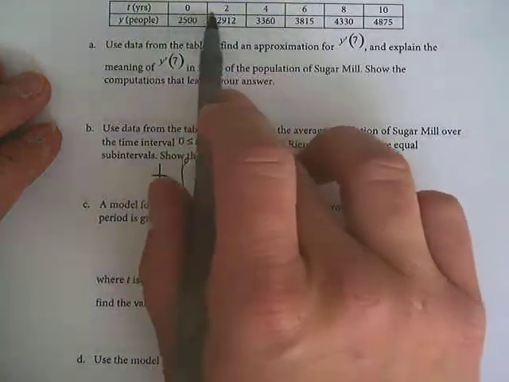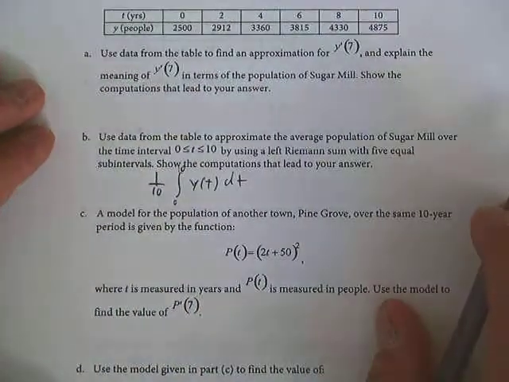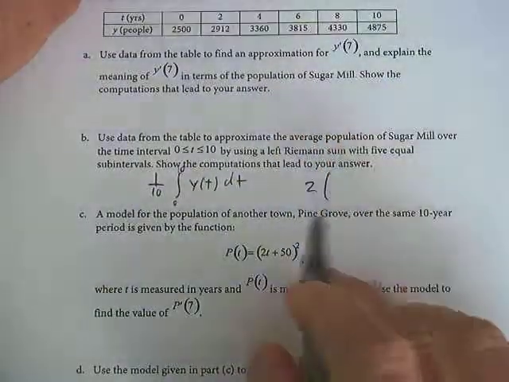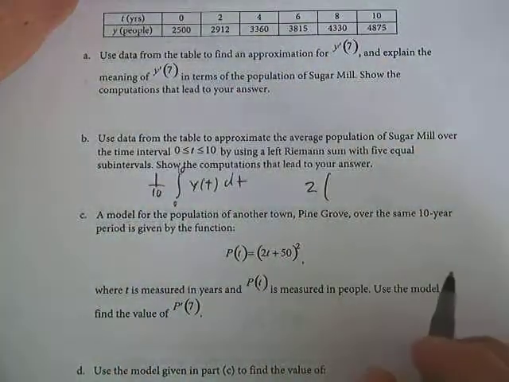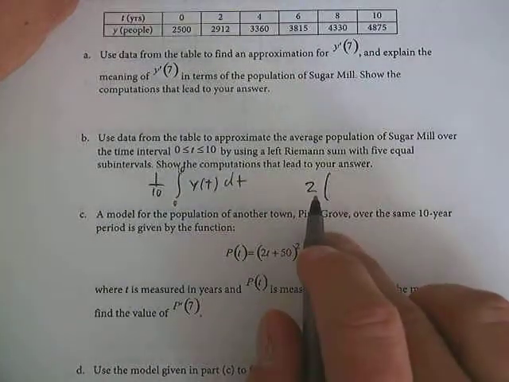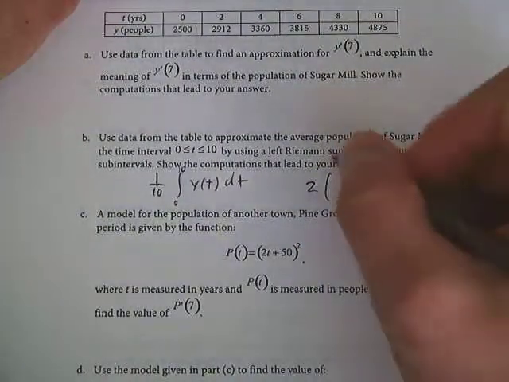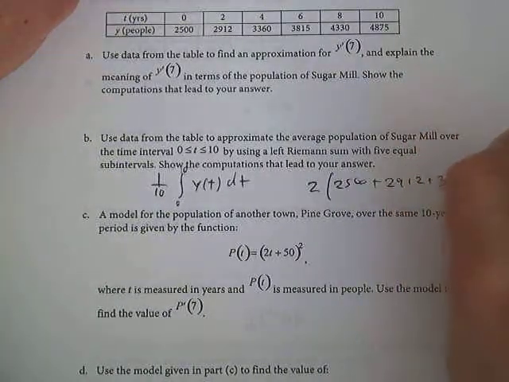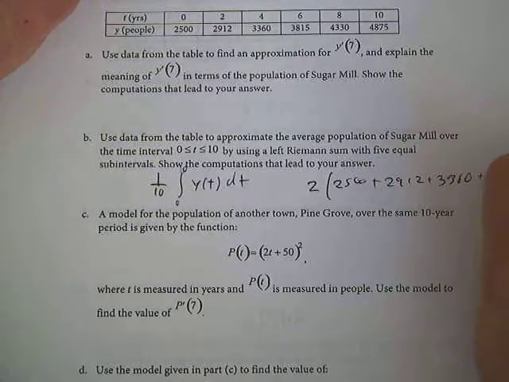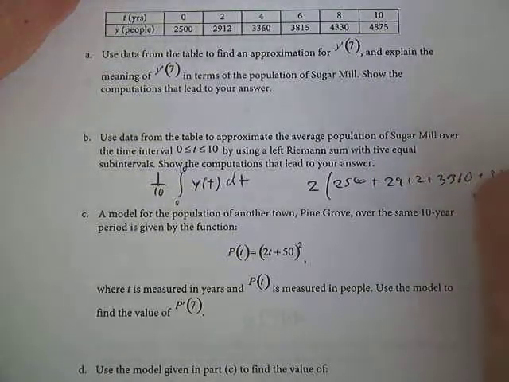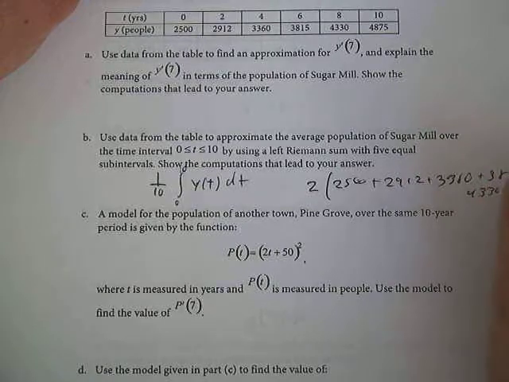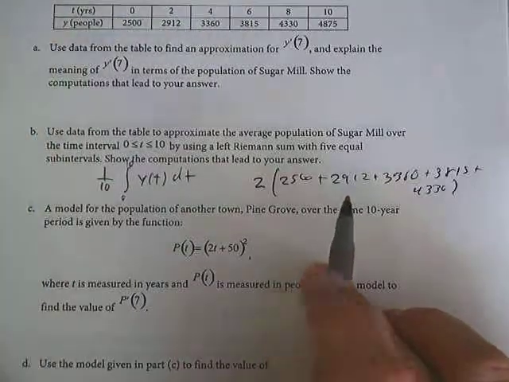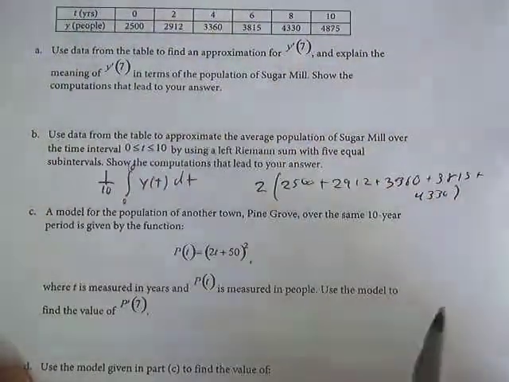So pretty much a giveaway, we have to find an area since they told us to use the left Riemann sum here. The subintervals go from 0 to 2, and they are uniform subintervals. That means each of our rectangles is going to have width 2. So we're going from 0 to 2, 2 to 4, and so on. And our heights, remember, if we're doing a left Riemann sum, we use the height at the left endpoint: 2500, 2912, 3360, 3815, and 4330.